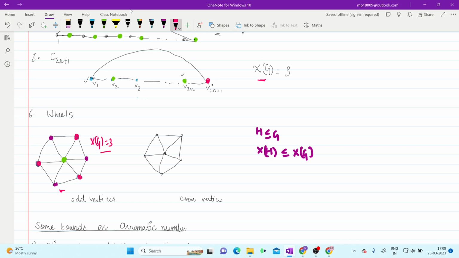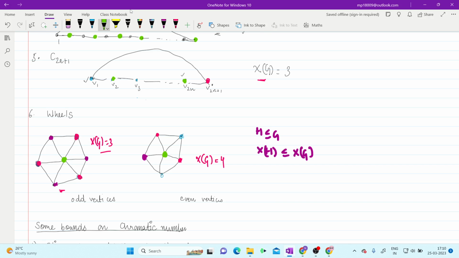And what will be the chromatic number of a wheel with even vertices? So we have an odd cycle outside, and then a vertex in the middle which is connected to all the other vertices. By the same logic, what will be the chromatic number for this wheel? 4, ma'am. Yes. The outer cycle will require 3 colors, and the middle vertex will require a fourth color. So we need 4 colors for this.